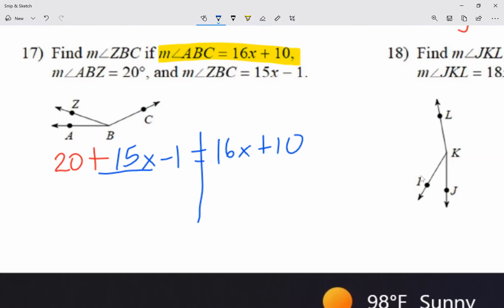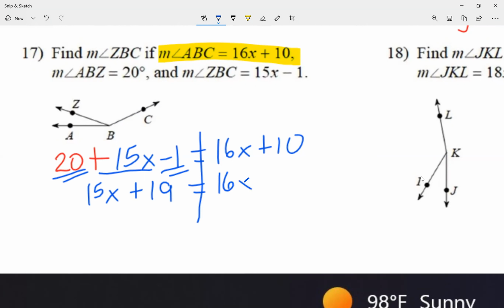When it comes to letters on the left side, I just have 15x. But then I also see 20 minus 1. So I'm going to call that 19. On the right side, nothing can be combined. So let me just call this 16x plus 10.